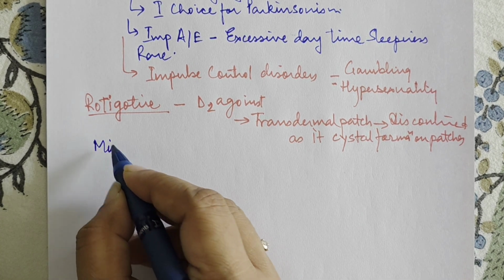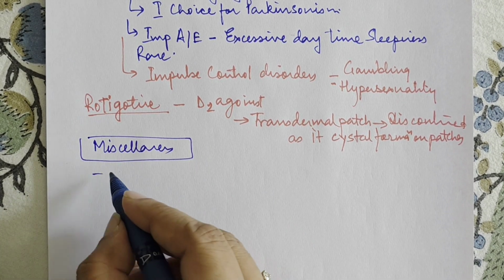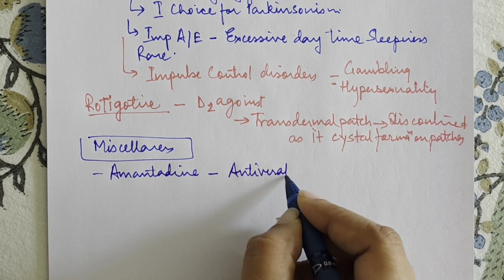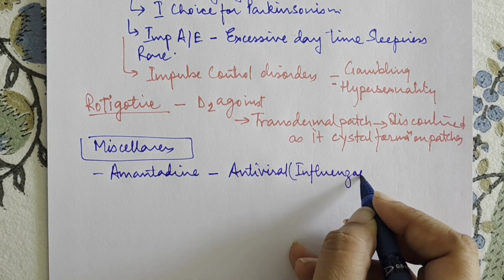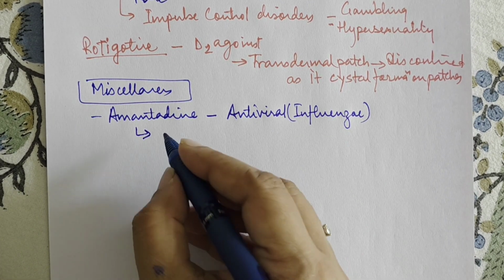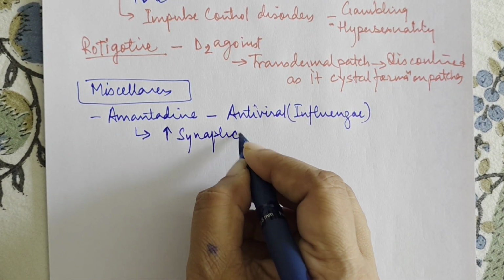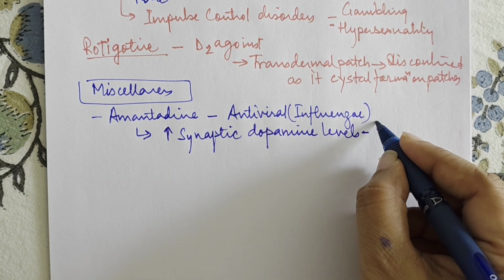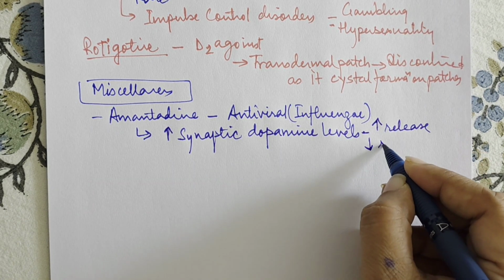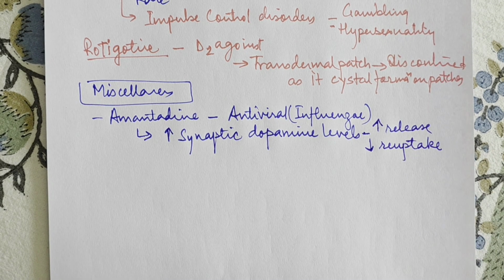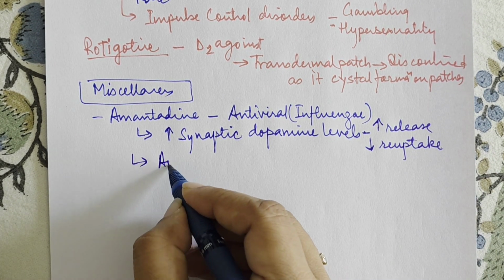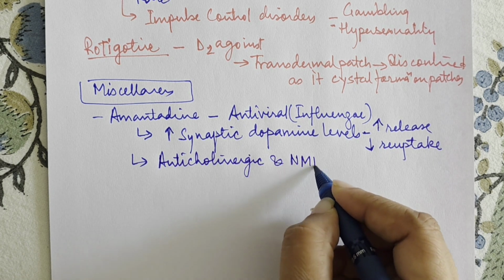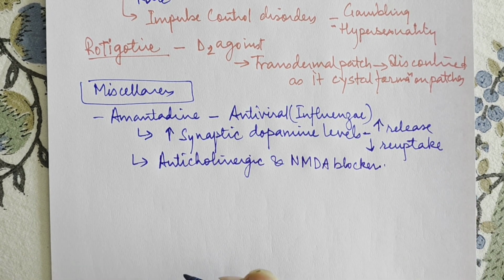Now other drugs, miscellaneous. We have amantadine. Amantadine is actually an antiviral drug. It is used as an anti-influenza drug, right? But it is seen to be useful in Parkinsonism because it increases the synaptic dopamine levels. What does it do? It increases the release and reduces the reuptake, so by this it increases the synaptic dopamine level. Plus it is also anticholinergic and also an NMDA blocker, right?